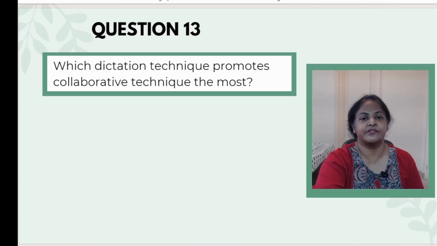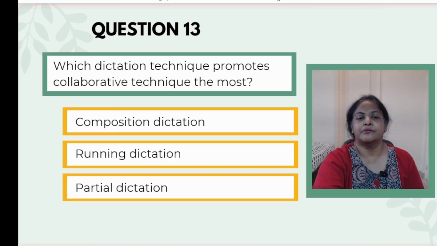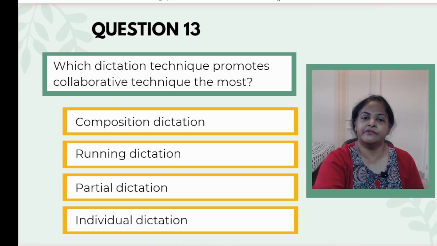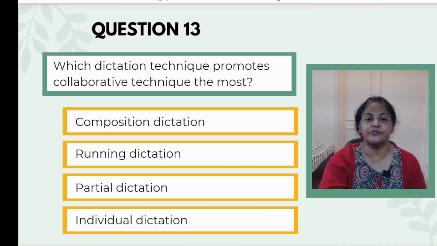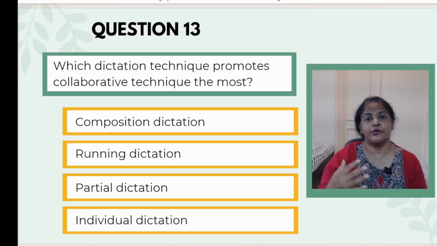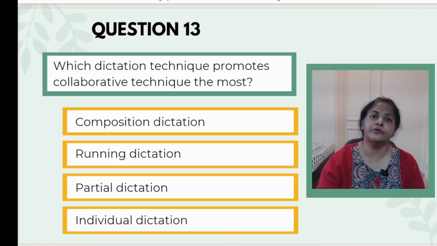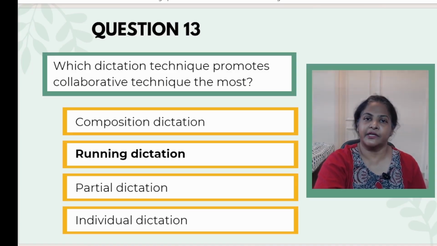So the options given to us are composition dictation, running dictation, partial dictation, or individual dictation, or the traditional dictation. So this is a T question. They're directly asking which type of dictation or which dictation is doing something. But you also need to look at the outcome. So what is the intended outcome? You want collaborative, something that is promoting collaborative techniques. So collaboration becomes the keyword. So maximum collaboration happens in running dictation.